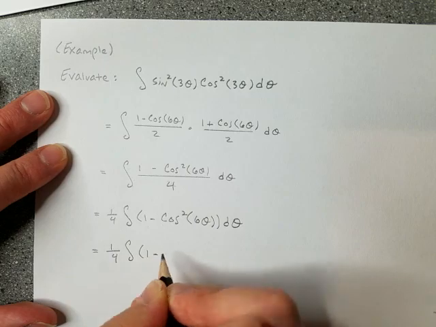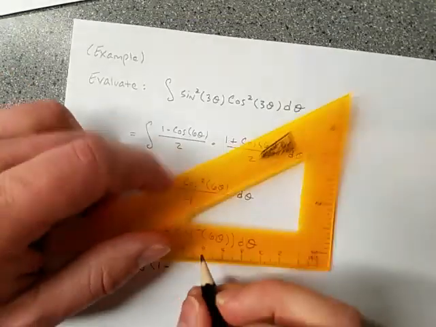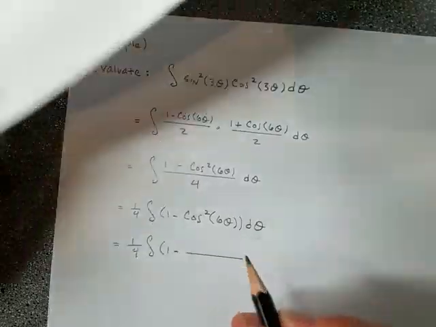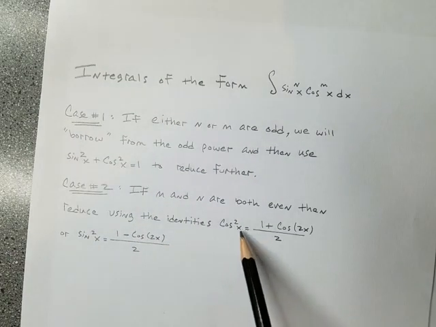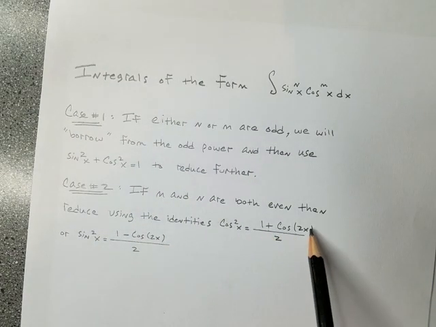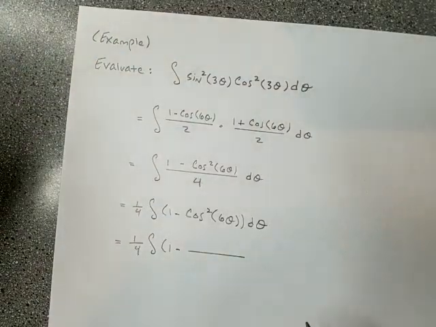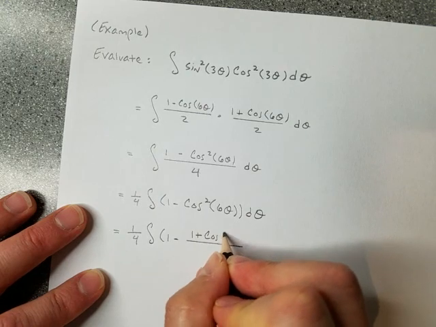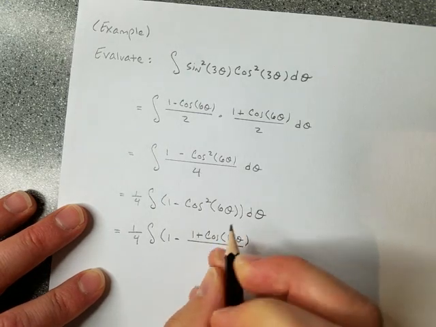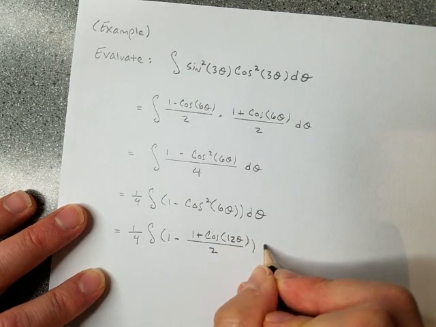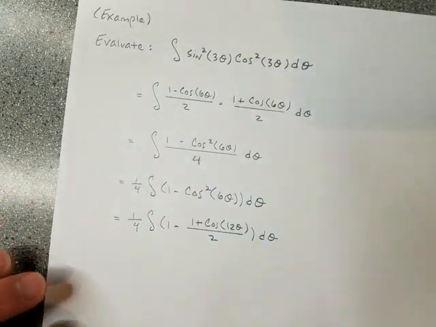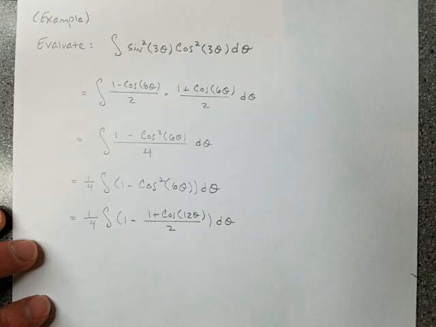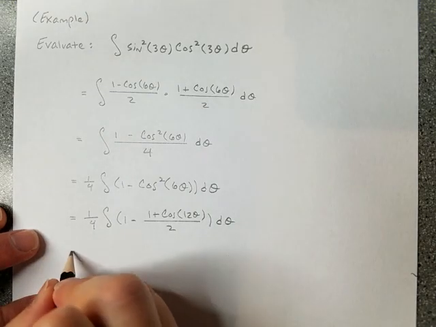So I'll leave this one alone. What about this cosine squared 6 theta? What was that identity? Cosine squared of an angle is 1 plus cosine of double the angle over 2. So in my case, this will be 1 plus cosine of 12 theta over 2. Okay, so that's how it's going to work out. Now I think we're to the point where it's going to be just U-substitution.